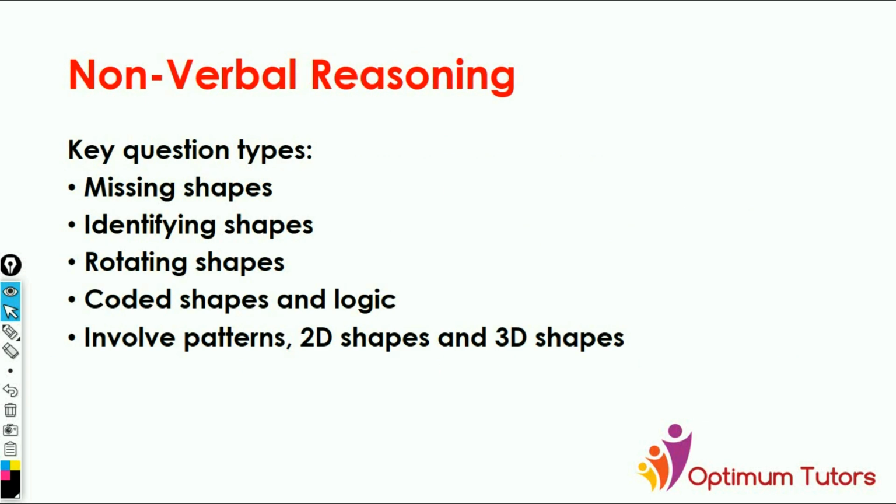Now, non-verbal reasoning is made up of several different key question types. So often you have questions that may involve finding out what the missing shape is in a sequence, or identifying what the shapes are. It could involve rotating shapes. Many questions include cracking a code, so there could be coded shapes, which really is looking at how good the child is with their logical thinking and their reasoning. And then often it can involve patterns with 2D shapes, but there are also questions that involve 3D shapes. In this video we'll be looking at the 2D shape questions.